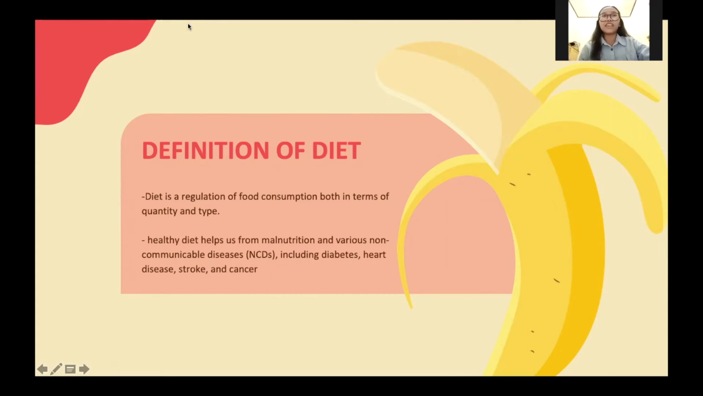My name is Saras, number 25. The definition of diet: diet is a regulation of food consumption both in terms of quantity and type. Consuming a healthy diet protects us from malnutrition and various non-communicable diseases including diabetes, heart disease, stroke, and cancer. As time changes, there are shifts in people's diet. Processed food production has increased, and lifestyle changes have an impact on dietary changes. Today, people consume more foods high in energy, fat, free sugar, and salt or sodium. A healthy diet is a diet with the right amount of macronutrient consumption to support energy and physiological needs while still paying attention to the micronutrient needs in the body.